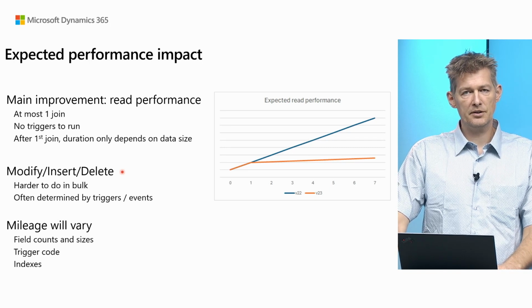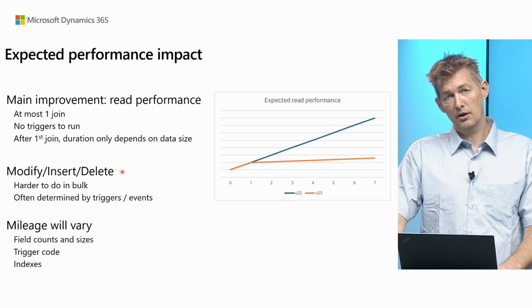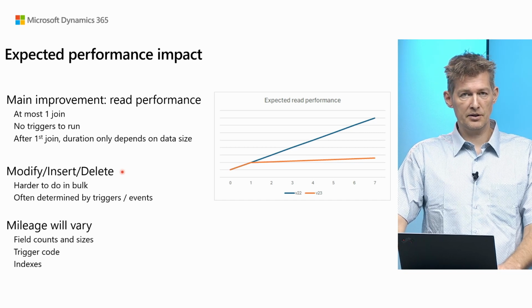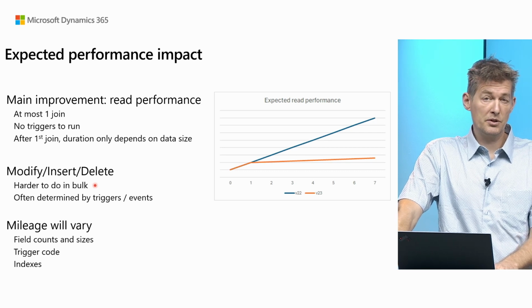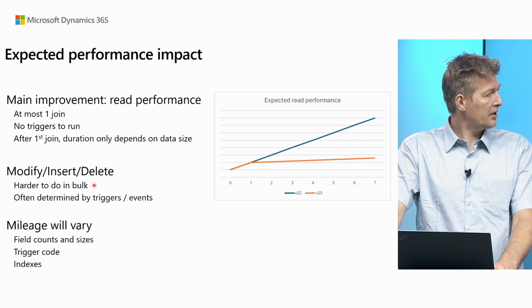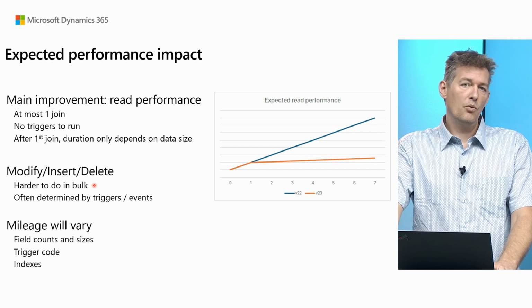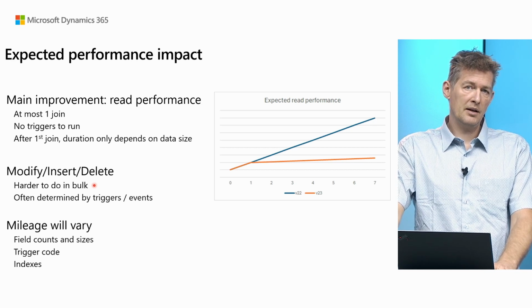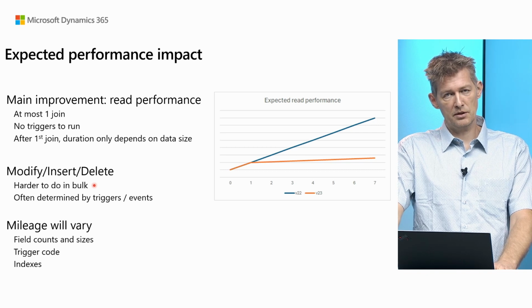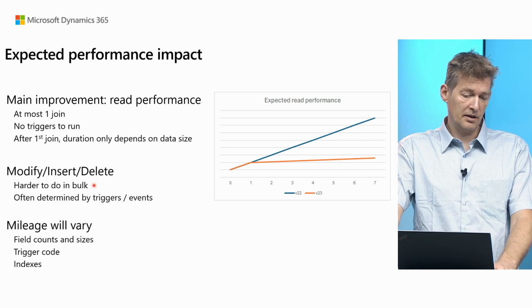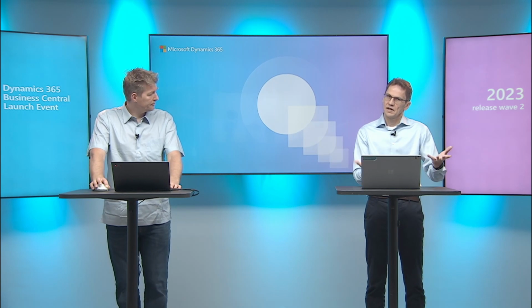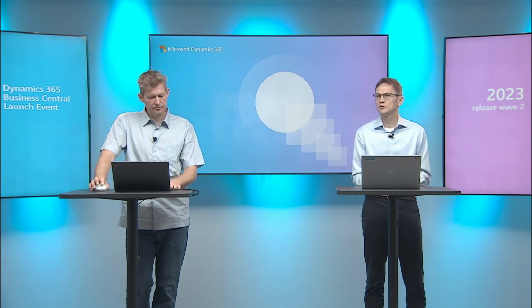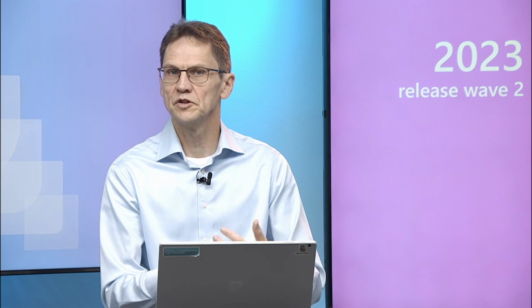Why don't we see a larger increase in performance for, let's say, modify, insert, delete, anything that is not read? This is typically because on the database you would see a huge impact, but on the NST and the AL runtime, we often need to run events, and that means that most bulk operations will actually not be in effect. That's the primary reason why we don't see a huge benefit here. And that's also why it's really hard to state how much faster this will be.